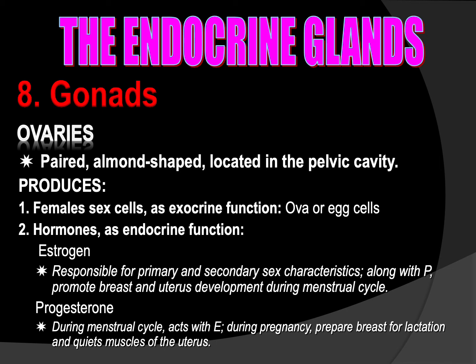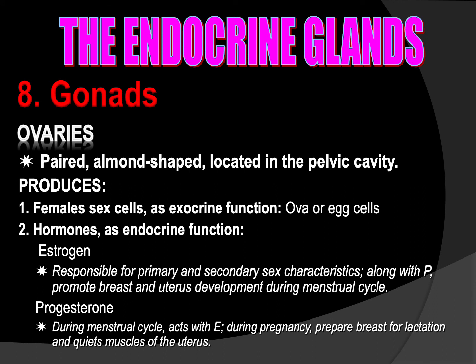But those are all immature egg cells. No more is produced after birth. Nagmamature na lang siya at puberty, pero nauubos lahat siya at menopause. Ano ngayon yung hormones as an endocrine function ng ovaries? Yun yung estrogen at progesterone.